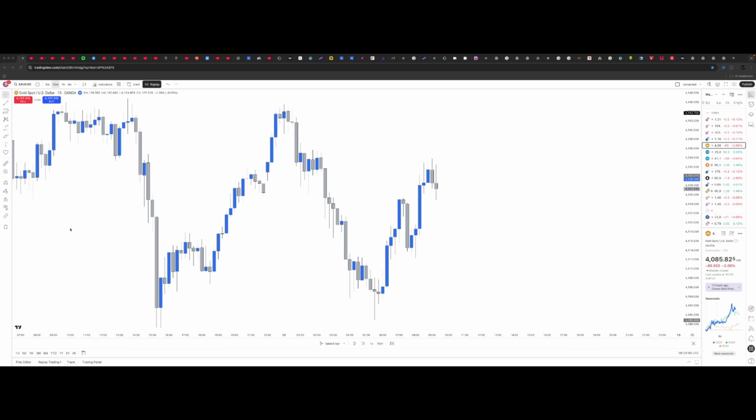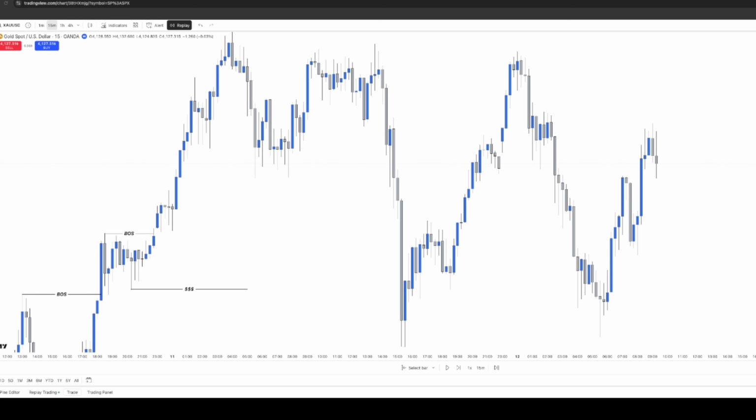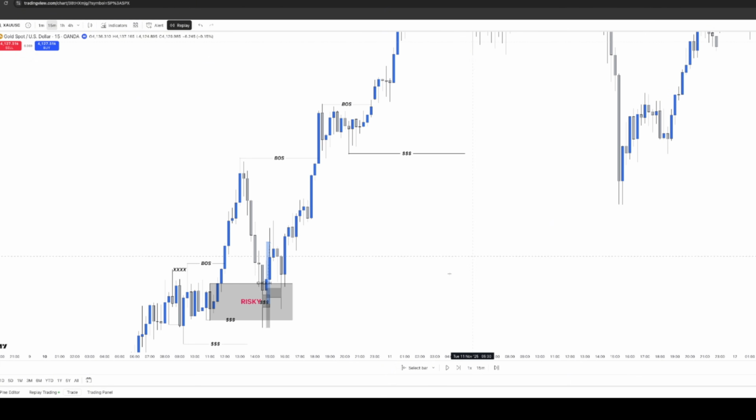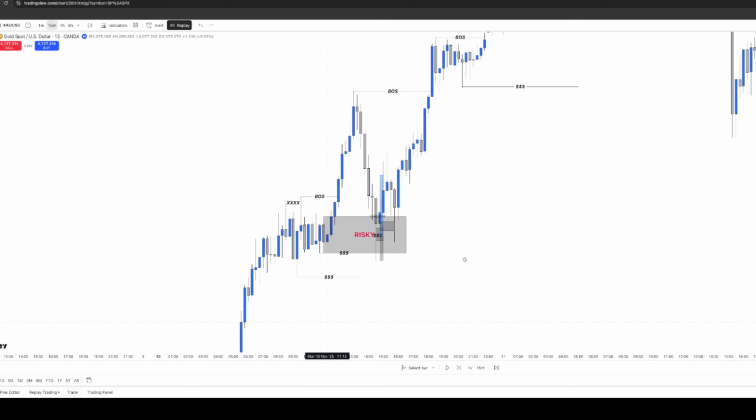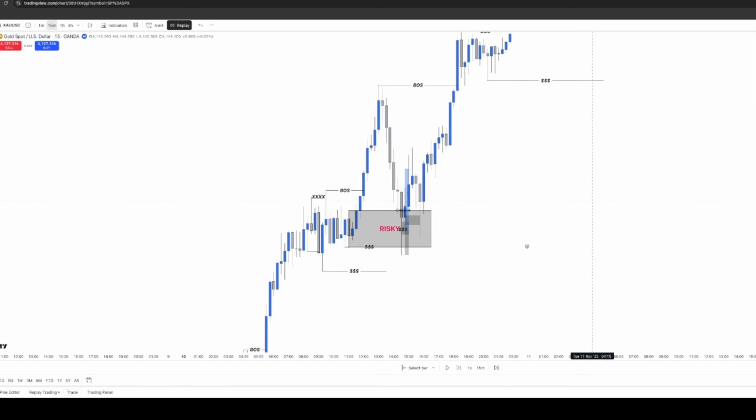Without wasting much time, let's get started. First of all, we can see this is the gold 15-minute chart and it has been in an uptrending direction and going to the higher highs. Now, this is what I'm going to show you.